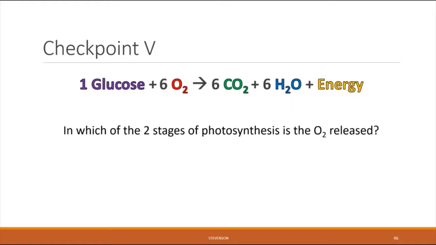So to polish off this lecture, we have a few more checkpoints here to complete. Here you can see the overall recipe for photosynthesis, and what I want you to tell me in this checkpoint is in which of the two stages is the oxygen released? Which of the two stages generates that oxygen as a waste product?